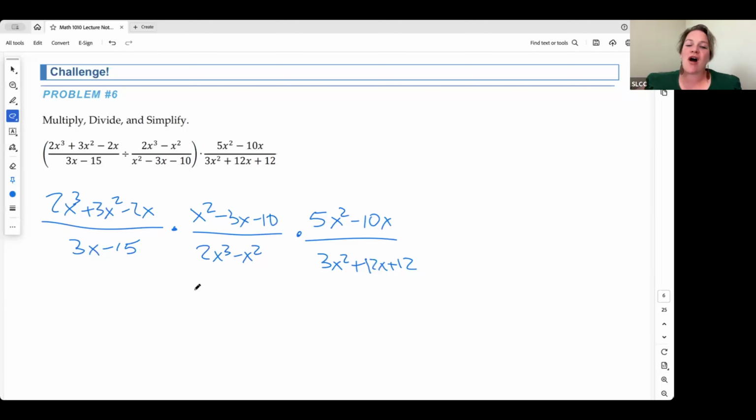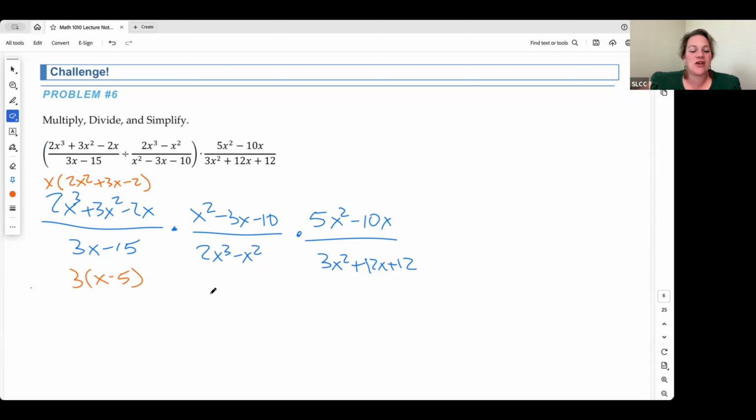Now I go through all the pieces and find the GCF. What can I factor out? Look at the first numerator. I can take out an x. I factor out an x and I have 2x squared plus 3x minus 2. I can't factor out anything else. In the denominator, I can factor out a 3 and I'm left with x minus 5.